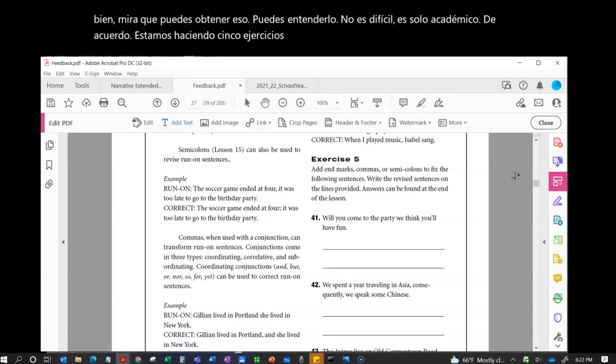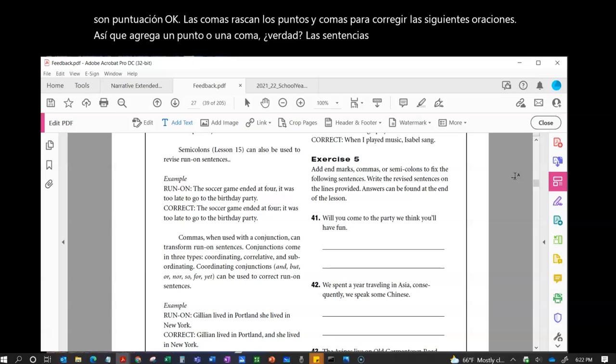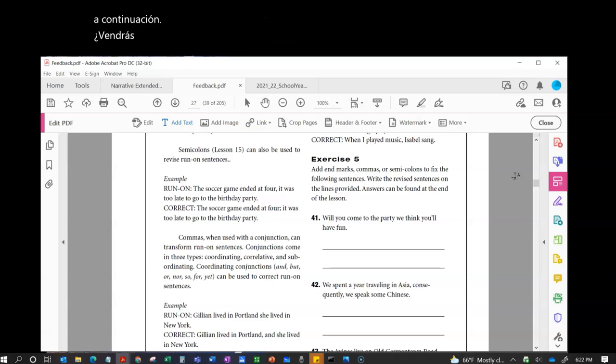Add in marks, commas. Marks are punctuation, okay? Commas, scratch the semicolons to fix the following sentences. So add either a period or a comma. Write the revised sentences on the lines below. Will you come to the party? We think you will have fun. Let's see. Will you come to the party? We think you will have fun. Okay, let's see. Will you come to the party? We know that's a question. Okay.